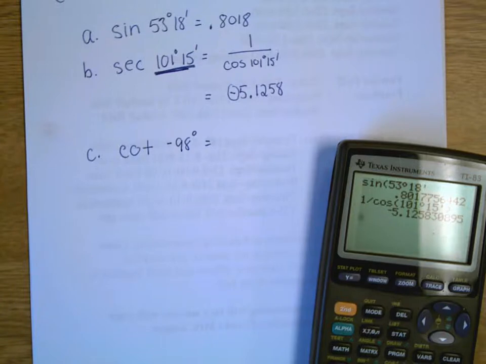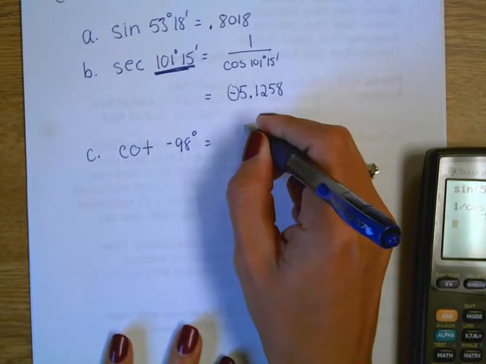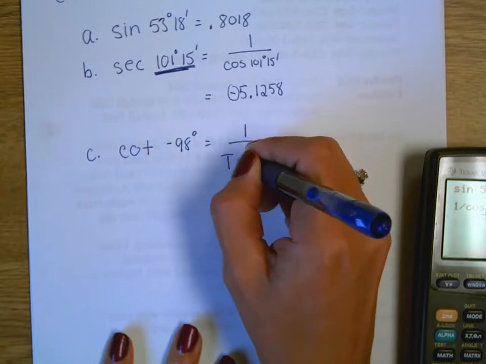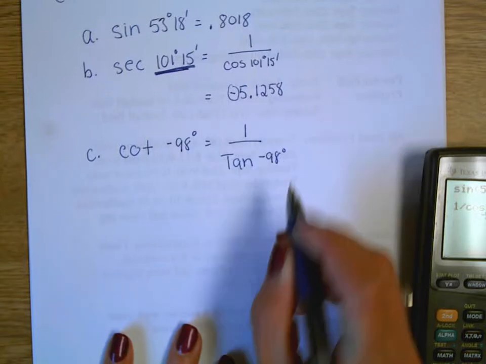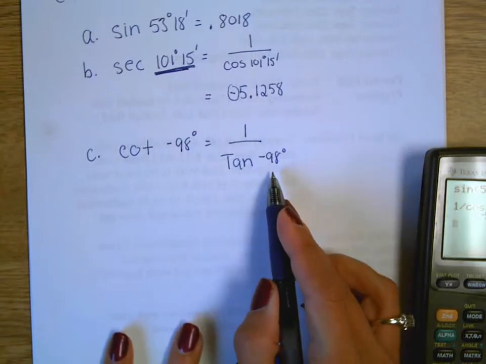Okay, I don't have a cotangent button, but what's equivalent to cotangent? I'm not quite tan. What do I have to do to tan? Flip it over. So how do I write that out? So you do 1 over the tan of negative 98. Do I have to make this a positive angle for the calculator to figure it out?